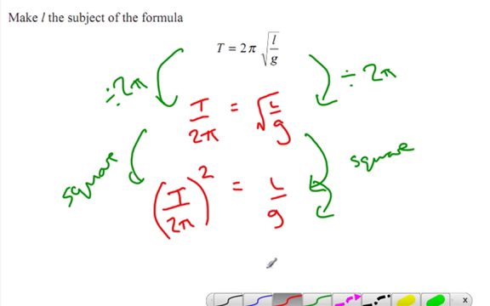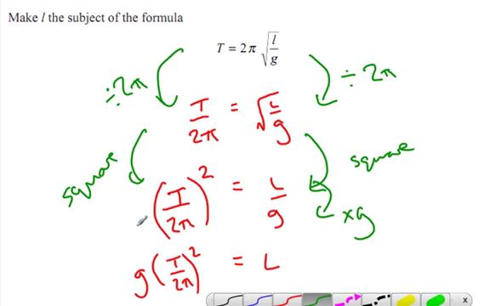All right. And then the last step, we have to multiply both sides by g, because that will leave us L by itself. So we've got g lots of t over 2 pi, all squared. And we did that by multiplying by g. Yeah, let's use that one. Times g. Sounds good. Times g. Right. There we go.